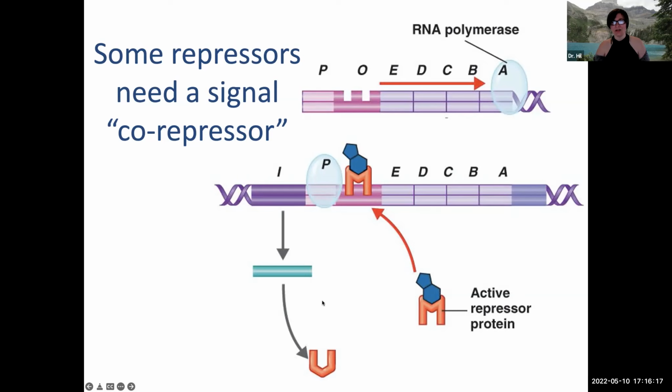So is it clear that there are two types of repressors, and that the consequence of that is that you have either a repressible or inducible operon? Is that clear? Yes, no, or kinda?